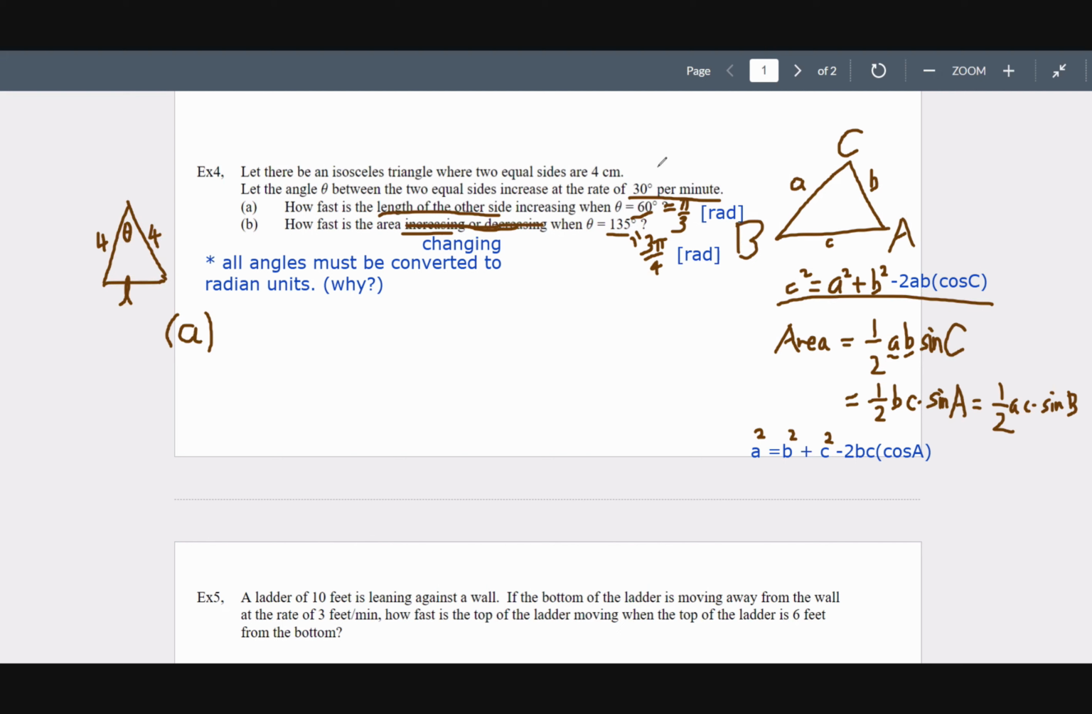Now here, 30 degrees per minute, we have to change that one too. 30 degrees is pi over 6 radians. This is radians per minute in this case. Radians per minute.